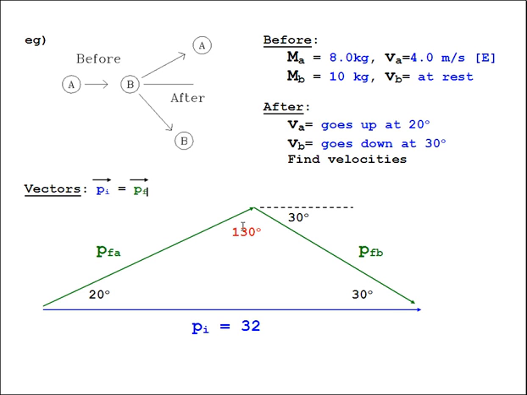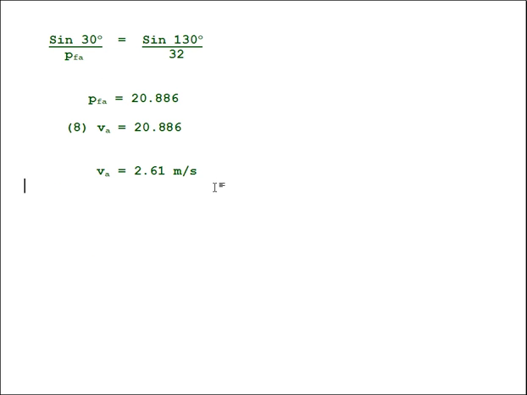So I've got a beautiful working pair, the 130 and the 32. I'm going to use them in my sine law. Now it's not even a physics question anymore, it's just a math question. So I do the sine law, and I find out that the final momentum of ball A is 20.8. Now that's a momentum value, it's kilogram meters per second. So I have to divide by the mass of 8 to see that its speed is 2.61.